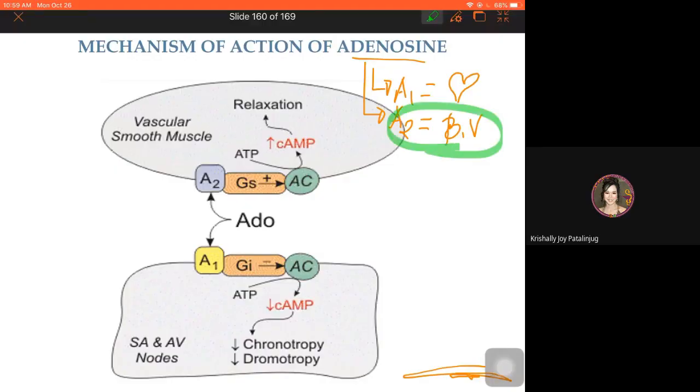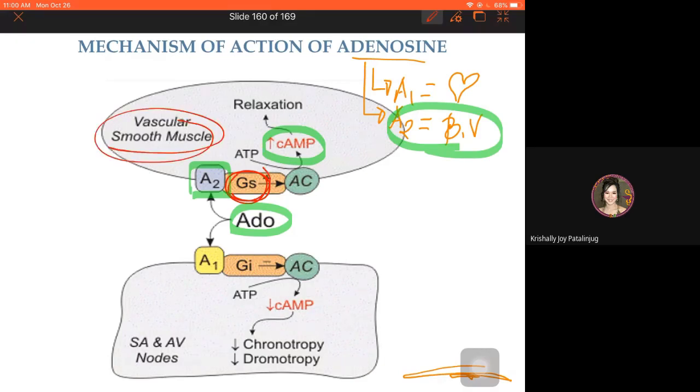Okay, adenosine, by activating adenosine 2 receptors, it can increase cAMP levels. Bakit niya napapataas ang cAMP? Gs-linked ang adenosine 2 receptors. Now, kapag tumaas ang cAMP levels in the vascular smooth muscles of blood vessels, it will ultimately cause relaxation of the vascular smooth muscles. Bakit may relaxation? Because of adenosine.